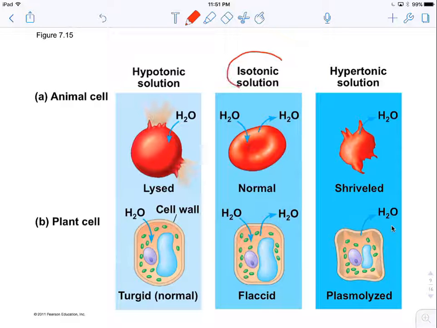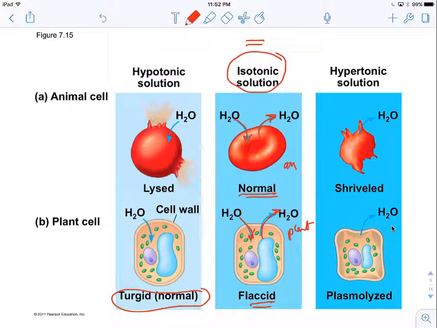So the easiest one to look at is the isotonic. Isotonic means equal. Okay, so again, it's not that there's no movement. We're at equilibrium, but it's at a dynamic equilibrium. And so the surrounding solution has the same concentration as inside the cell. And so water moves in and out. Okay, in and out. Here's our animal and our plant. But there's overall no net movement. Okay. This is a normal situation for an animal cell, but it's actually not a normal situation for a plant cell.